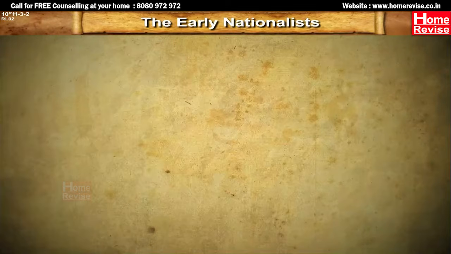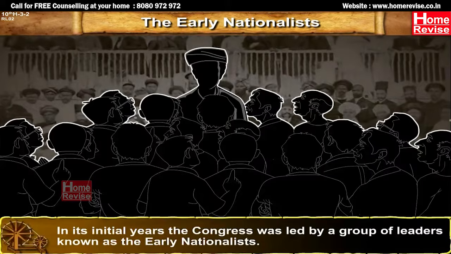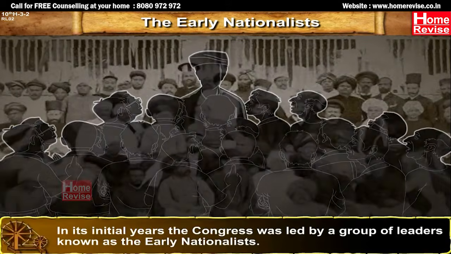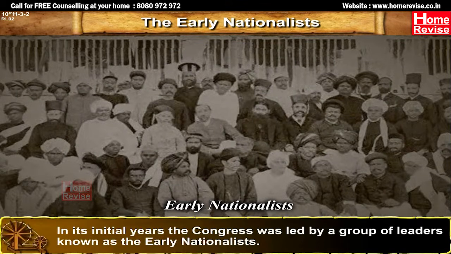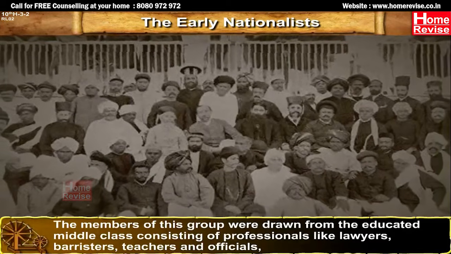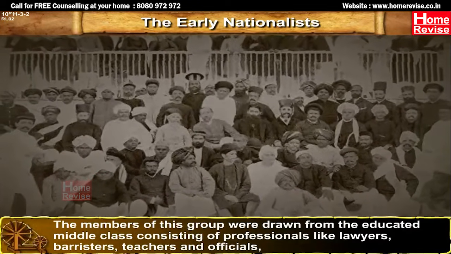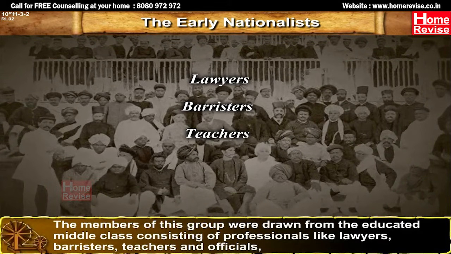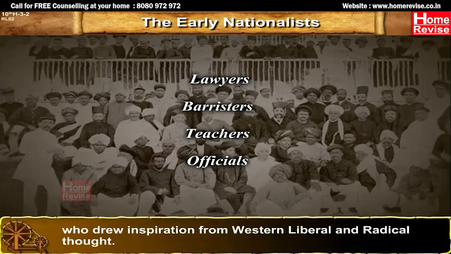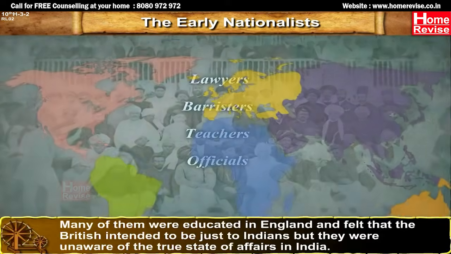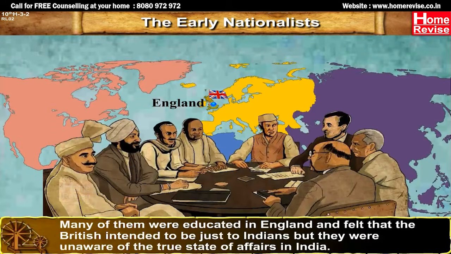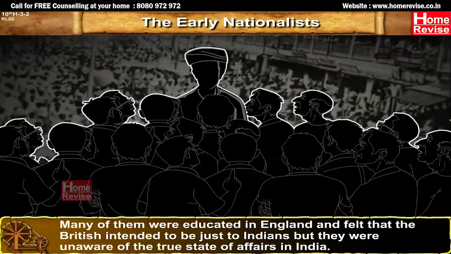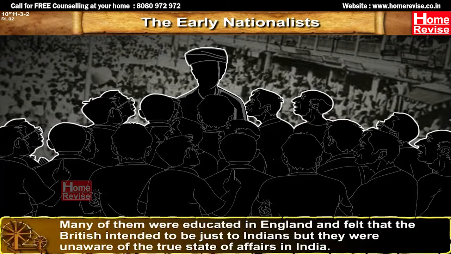The early nationalists. In its initial years, the Congress was led by a group of leaders known as the early nationalists. The members of this group were drawn from the educated middle class, consisting of professionals like lawyers, barristers, teachers, and officials who drew inspiration from Western liberal and radical thought. Many of them were educated in England and felt that the British intended to be just to Indians, but they were unaware of the true state of affairs in India.